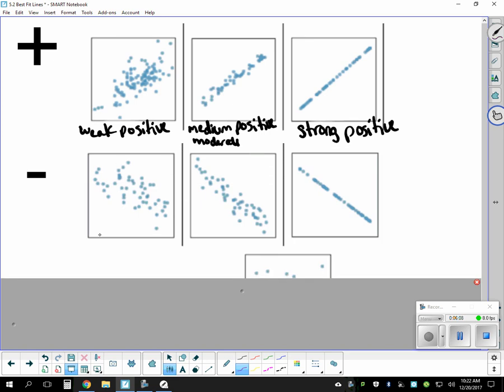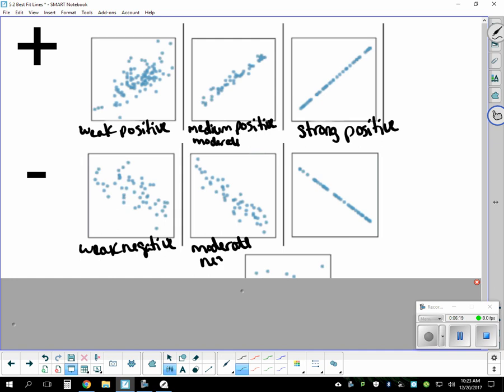So this is a weak negative correlation, a medium or moderate negative correlation, and a strong negative correlation. So again, the closer they are to being in a perfectly straight line, the stronger the correlation is.